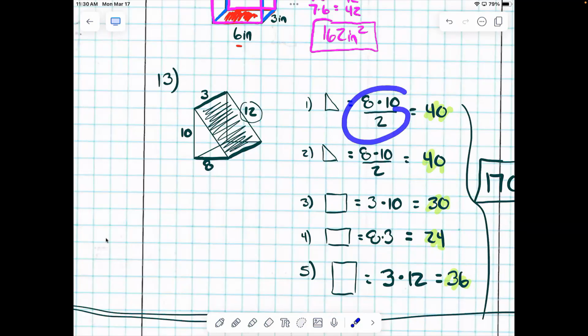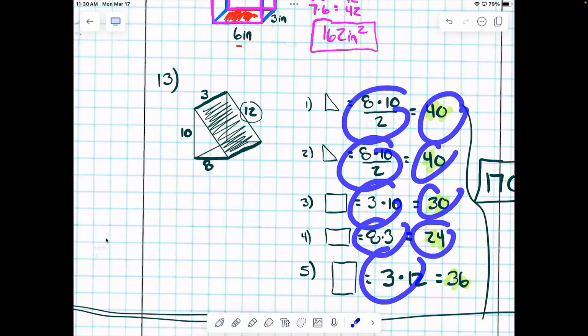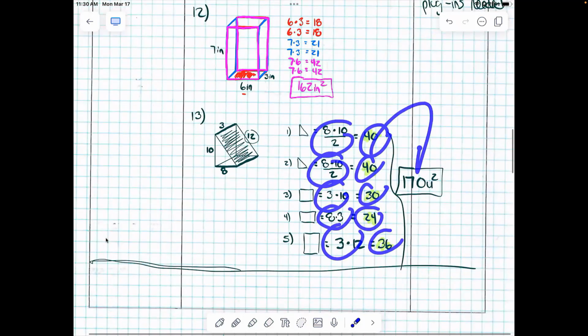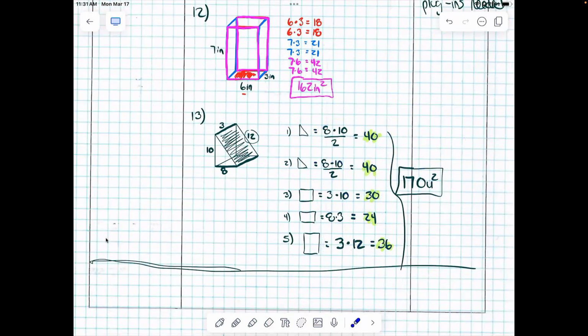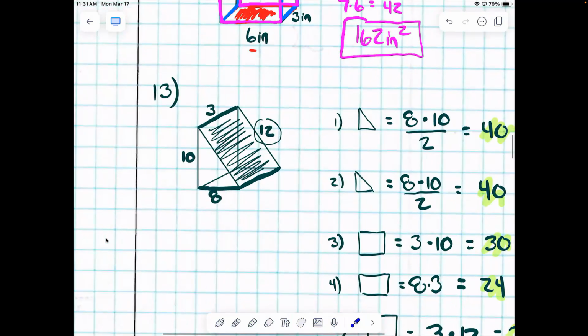How many different areas do I need to find? 5. Once I find the area of each of my shapes, I add them together, and that would be my overall answer. What is my answer? 170 units squared. Which is the what area? Surface area. I'm looking for surface area. Make sense?